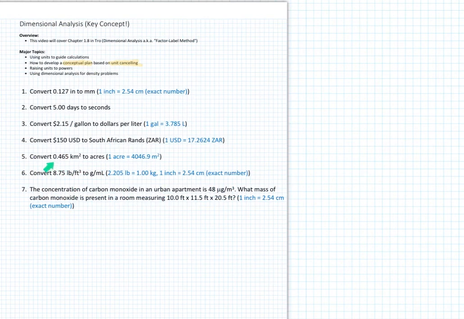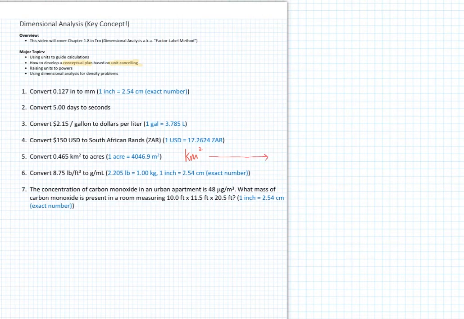Okay, I'm back, and this one asks us to convert square kilometers to acres. Acres is a measure of area, usually of property, the size of a field, the size of a city, something like that. And kilometers squared would be a unit of area. And the conversion factor I have is 1 acre equals 4,046.9 square meters. So anytime you have a square, that's a measurement, a square of a length, that is a measurement of an area, okay?